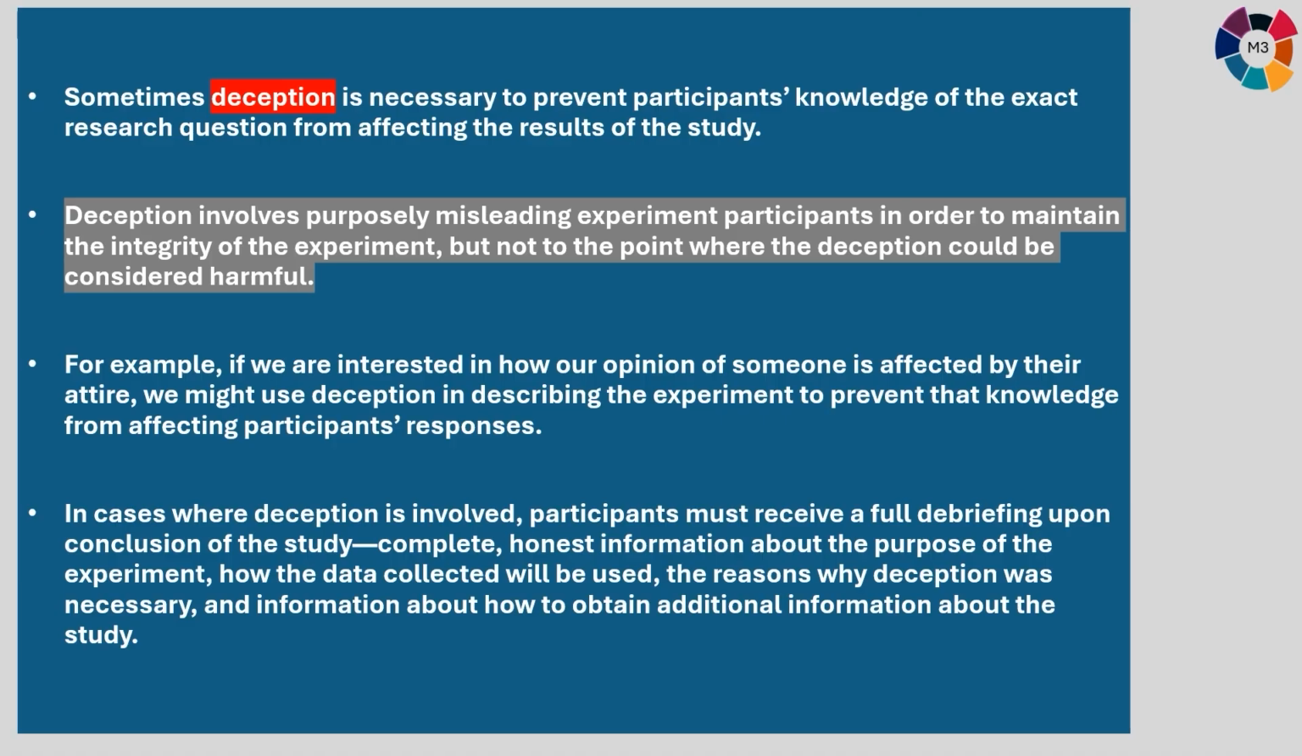Sometimes deception is necessary to prevent participants' knowledge of the exact research question from affecting the result of the study. Deception involves purposely misleading experiment participants in order to maintain the integrity of the experiment, but not to the point where the deception could be considered harmful. For example, if we are interested in how our opinion of someone is affected by their attire, we might use deception in describing the experiment to prevent that knowledge from affecting participants' responses.